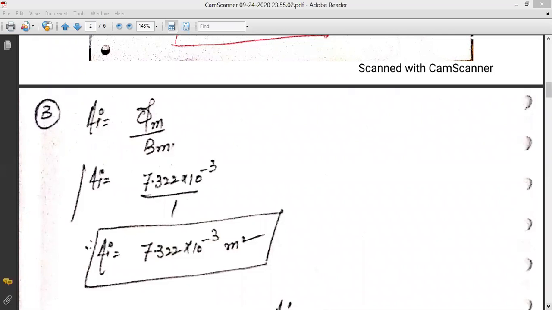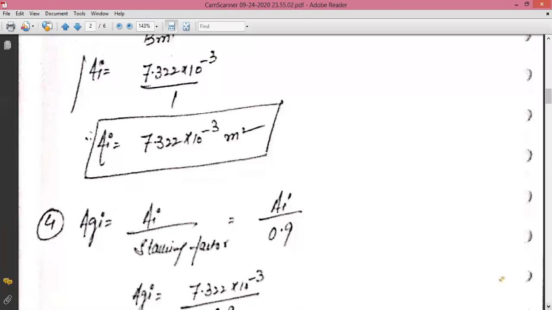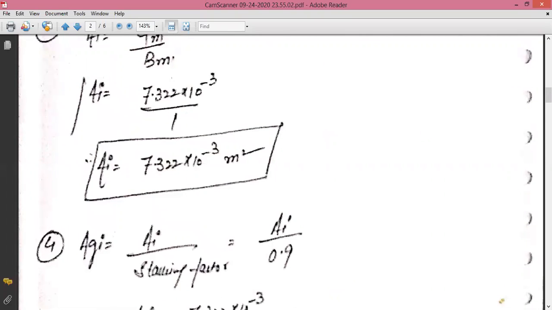Now, after that, you all know the next value will be your AGI, and this AGI is called the gross core value. You know that AGI is equal to AI upon stacking factor. Now, what is the value of stacking factor? That is 0.9. So we have AI, that is 7.322 into 10 to the power minus 3, upon stacking factor, which is equal to 0.9.